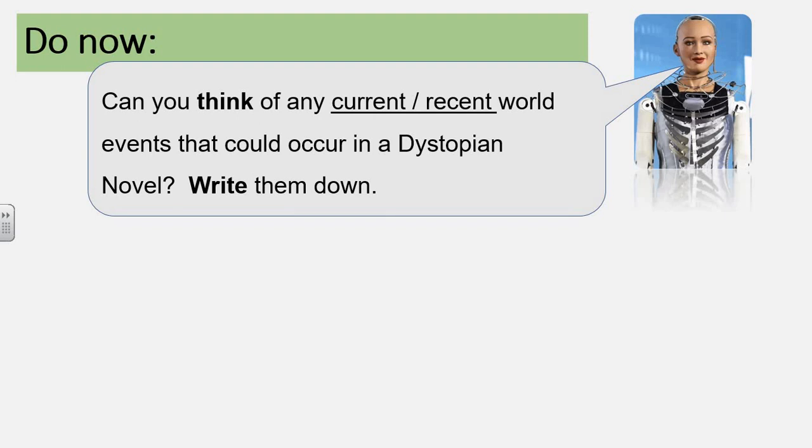So if we were going to create our own, we might include some of the events that are currently going on. So I want you to take 5 minutes and have a think. Can you think of any current or recent world events that could occur in a dystopian novel? And just list them down like you would do now in class. So either in the back of your book, or just on your laptop, if that's how you're doing things, or on a piece of paper.